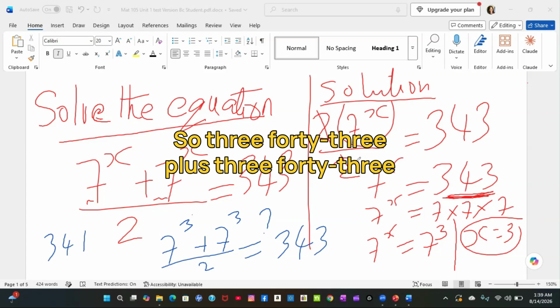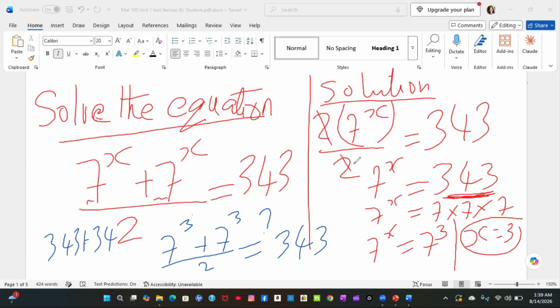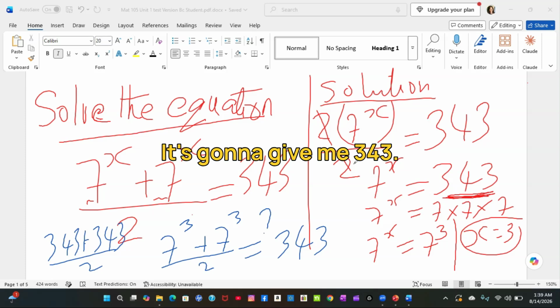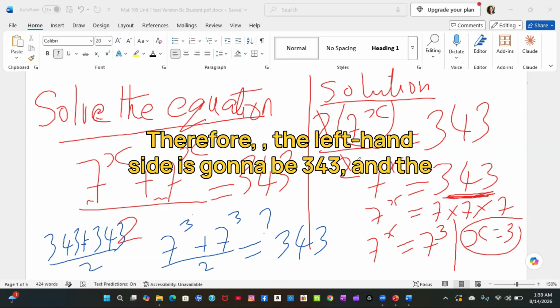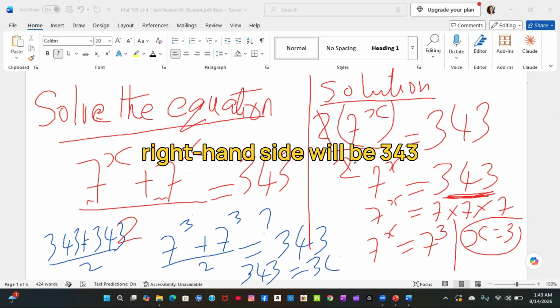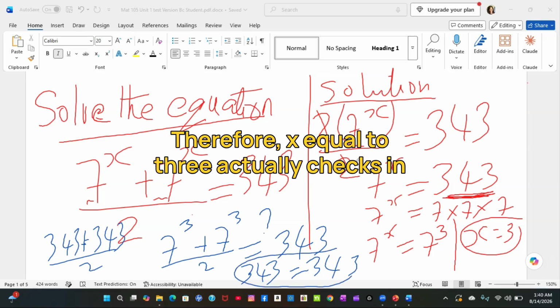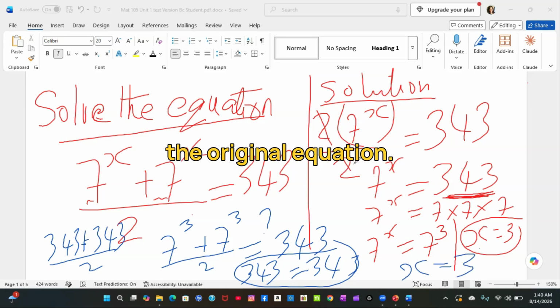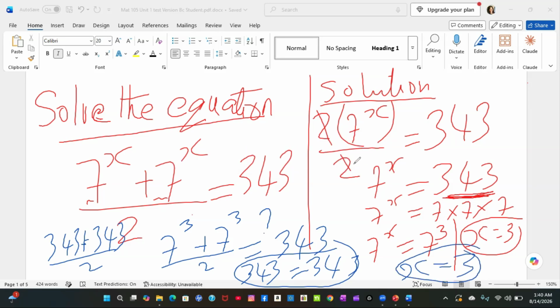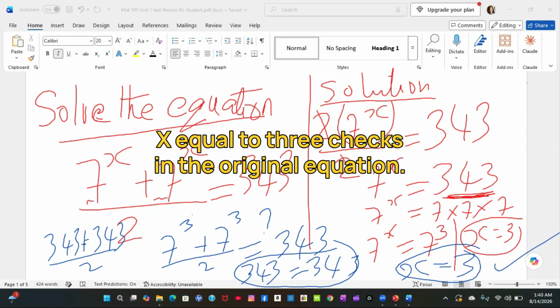343 plus 343, divided by 2, is going to give me 343. Therefore, the left-hand side is going to be 343, and the right-hand side will be 343. Therefore, x equal to 3 actually checks in the original equation.